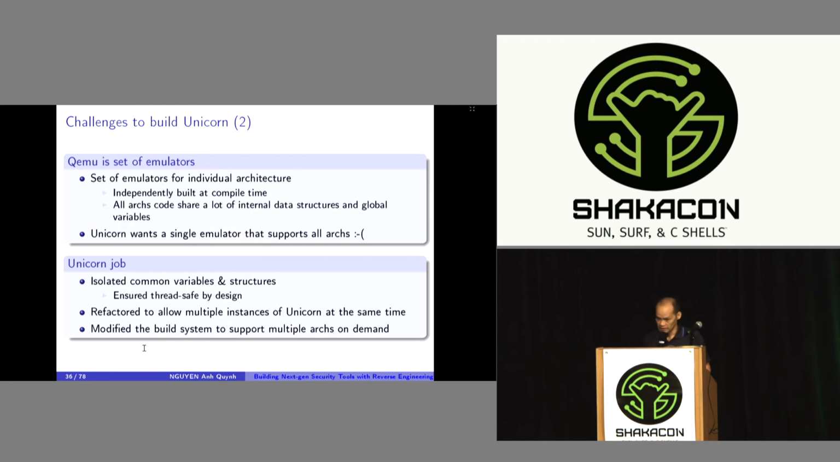The other challenge is that QEMU is actually a set of emulators. When you build QEMU, you get a separate software emulator for each architecture. But we want Unicorn to be a single framework that supports all kinds of CPUs, right? So this also took me a lot of time to re-architect the code to have a single framework that supports all the architectures inside one framework.